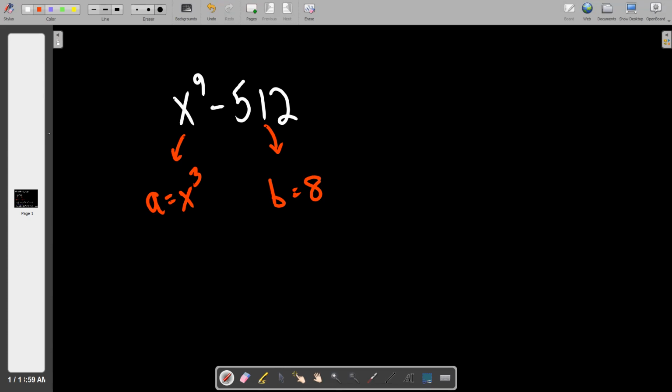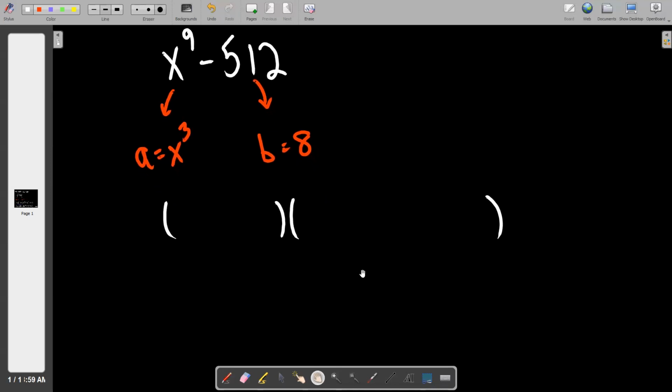And at this point, I head in with my short set, long set, and I'm ready to rock it. It goes in short set: x to the third minus 8. That's just a simple A minus B. What goes in long set? X to the sixth plus what? 8x cubed plus what?